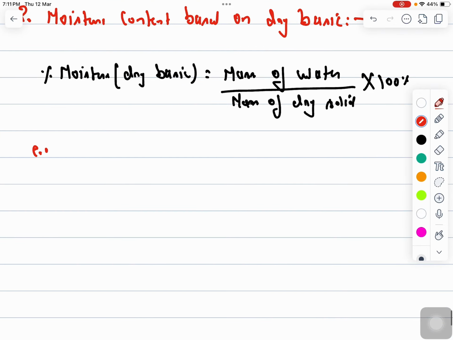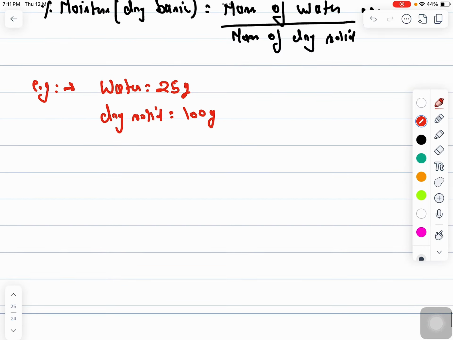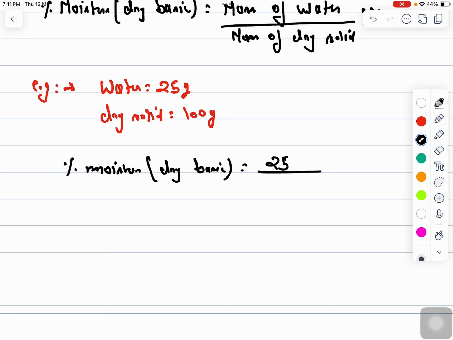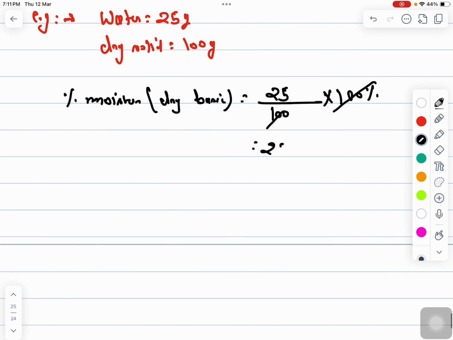So if I give you an example, let's say in the previous example we took the mass of water as obviously 25 gram, and the mass of dry solid was how much? 100 gram. So if I calculate the percentage moisture here, that I'll tell you based on dry basis, that will be equal to 25 divided by, sorry, it will be 100 here only in the denominator, into 100%. So that will give you an answer of 25%.